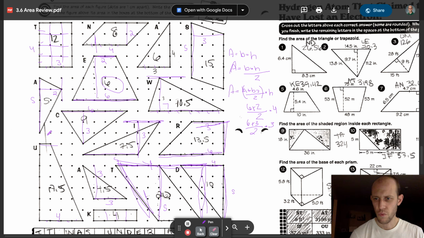The other base is 1, so 4 plus 1, divide by 2. That answer times 1, 2, 3, 4, 7. So that'd be 5 cut in half, which is 2.5, and 2.5 times 7 is 17.5.